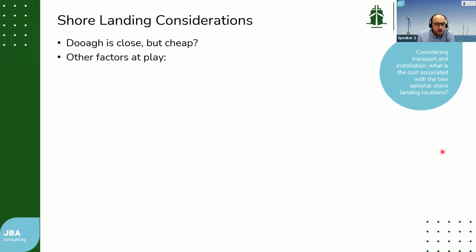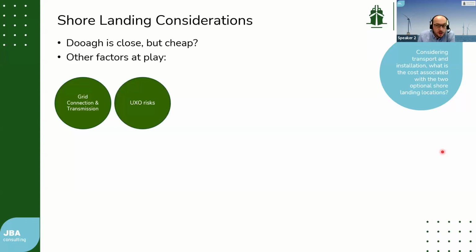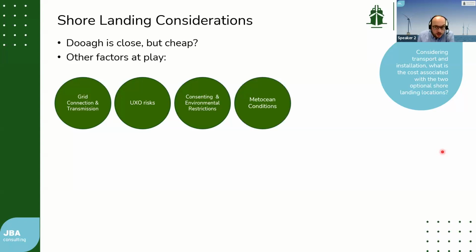There are quite often other factors at play that might determine your shore landing route and what might be your preferred one. These include grid connection and transmission. You may have noticed that the Dua shore landing location actually went on to another island. So this might make your onshore cable routing more challenging and more expensive. UXO risks, consenting and environmental restrictions can play a big part in your route selection. The Met Ocean conditions, which we'll talk quite a lot about in this, and the ground conditions as well.